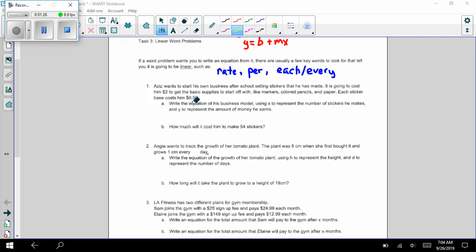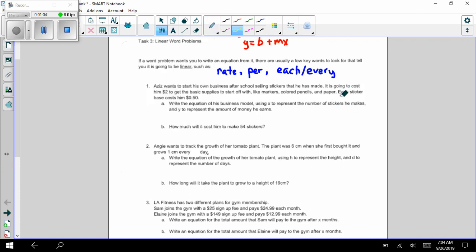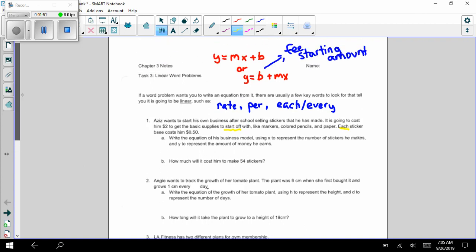So I heard some keywords there that I'm going to highlight. I read the word each. Let me get my marker to work. Either highlight or underline this word. The word is each. And I also heard start off with. Up here at the top, we put fee or starting amount. So those are going to be really important.